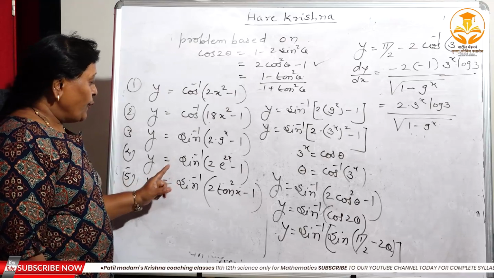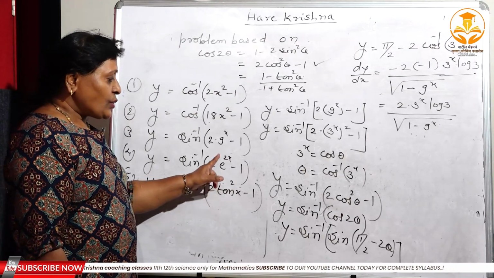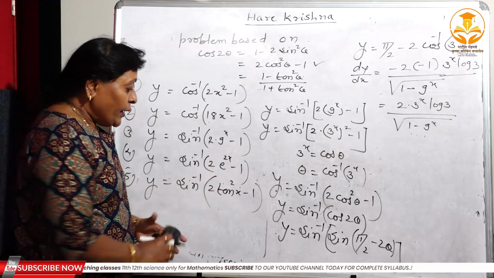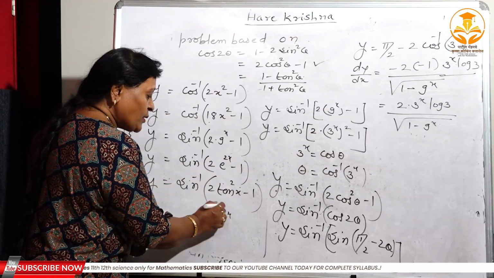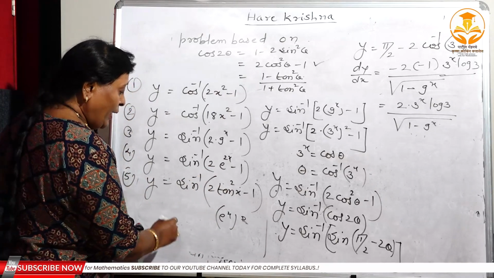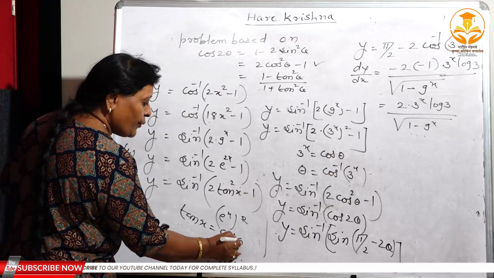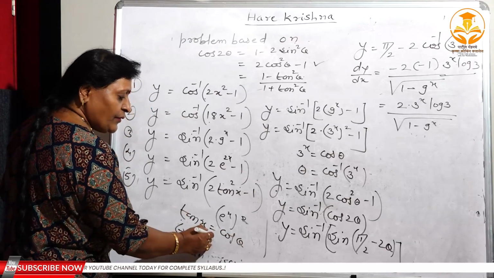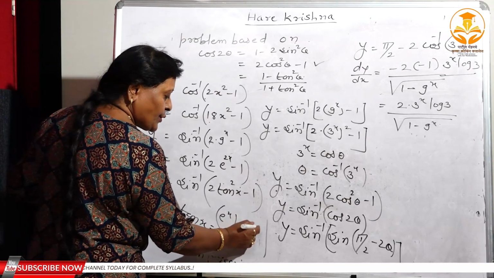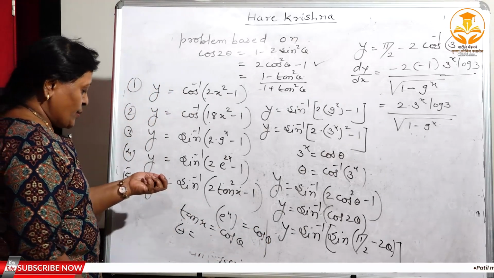Now you can do the fourth one and the fifth one also yourself. Here in place of e raised to 2x, here you can substitute e raised to x whole square and e raised to x is equal to cos theta, and here in place of tan x you can substitute what here? Cos theta. Therefore theta is equal to cos inverse of tan x, and here if you substitute cos theta, then theta is equal to cos inverse of e raised to x, right?